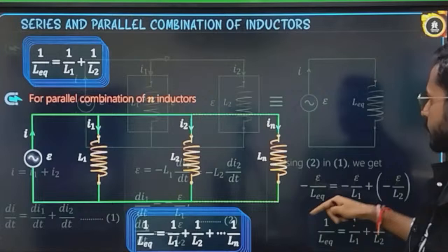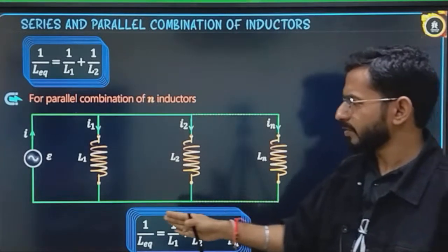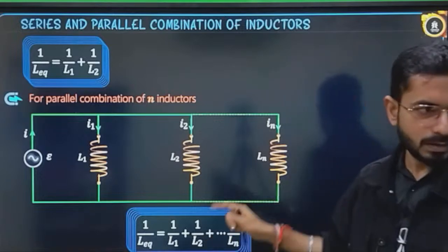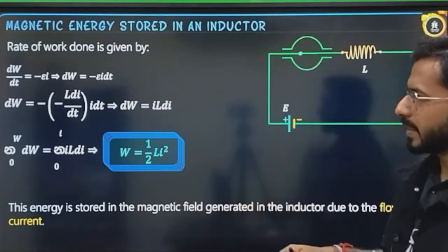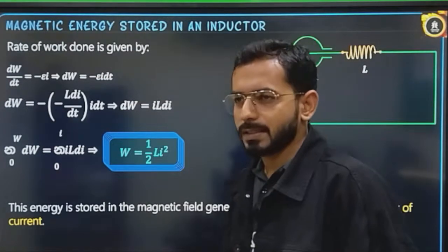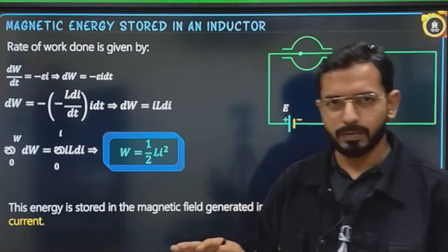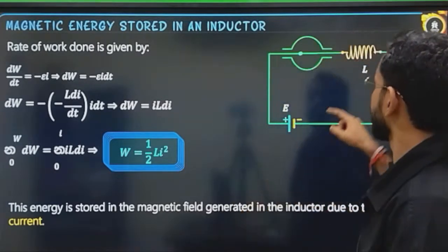For the parallel combination, 1 by R equivalent is equal to 1 by R1 plus 1 by R2. And if n number of parallel combinations are present, now you are very smart, you can do it very easily, because we have studied a lot in depth about resistance and resistors, that we don't need to go in that much depth for these kinds of circuit combinations.